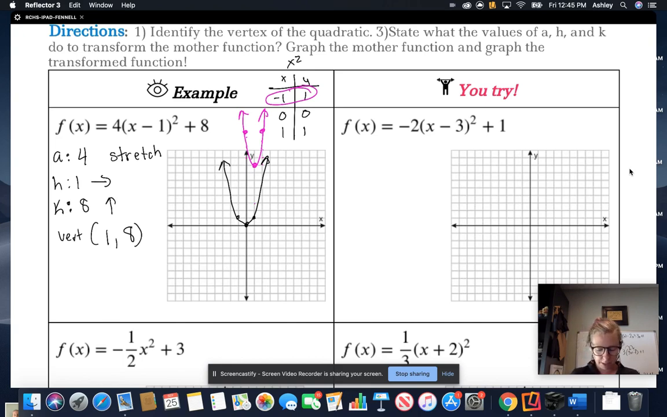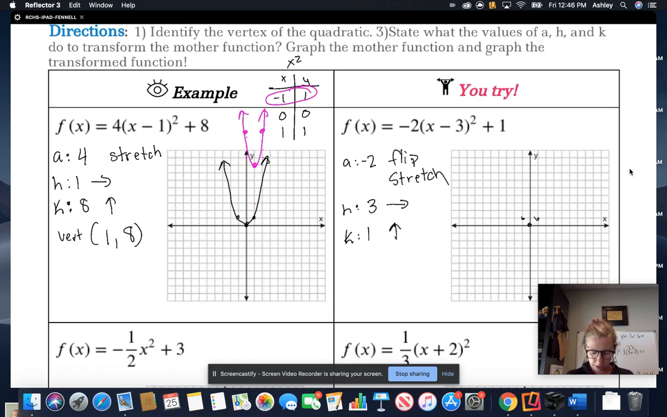Okay, let's do our next example here. So I know that my A value is -2. This is going to flip, or reflect, and stretch, right? So this is going to be taller and face the opposite direction, concave down in this case. H is going to be +3. Again, if I still see that subtraction sign, it's a positive H value. K is going to be +1. So this is going to shift me right 3, and this is going to shift me up 1.